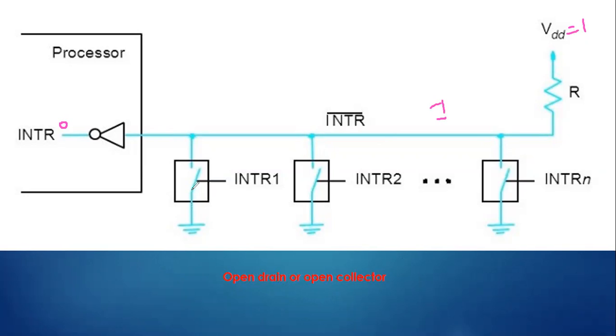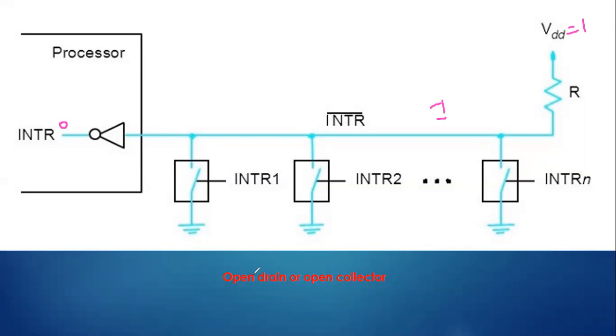Okay, so this particular forward slash kind of line that you can observe, we are calling it a latch. Here the devices are connected. These are all the devices. They are connecting to this interrupt request line through a device we are calling an open drain or open collector.